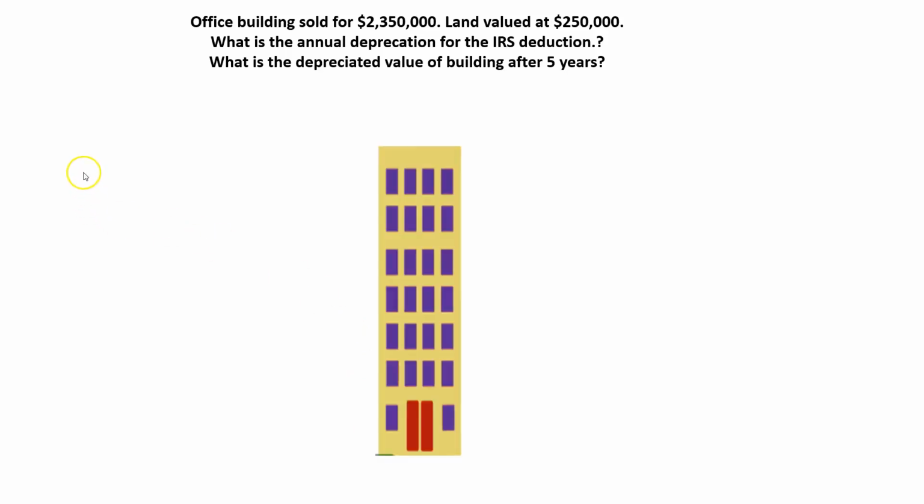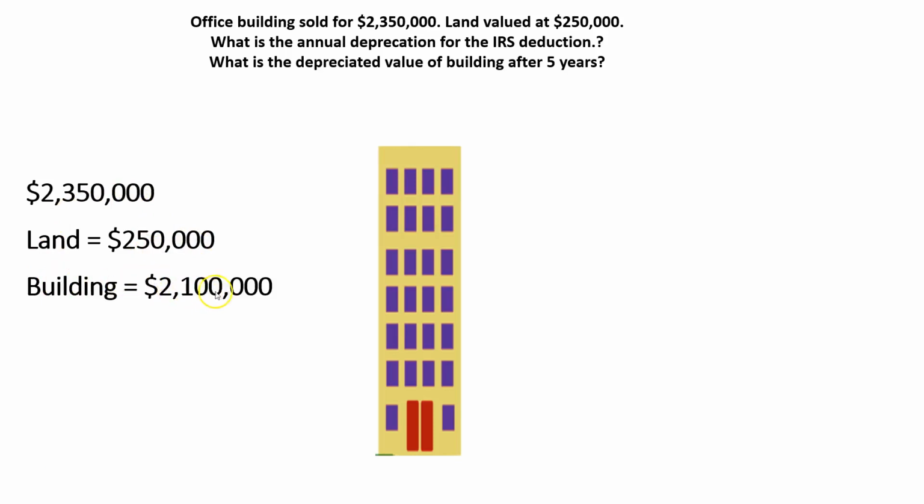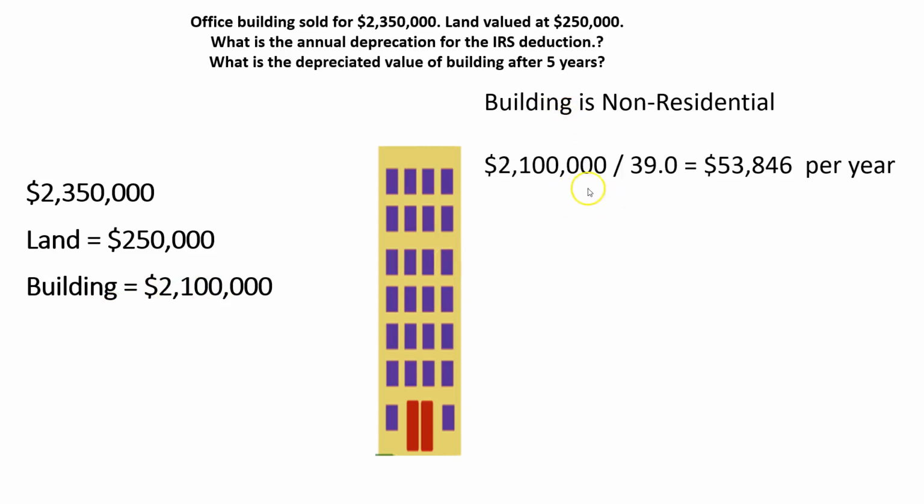So how much is the building worth? We've got the 2.35 million. The land is 250,000. Take that from the 2.35 and we get 2.1 million. So this is the value on which the depreciation is based. This is called the basis. The building is non-residential, the building value is 2.1, so what are we going to do? We're going to divide it by 39. It gives us 53,846 per year. So that's the answer to the first question.